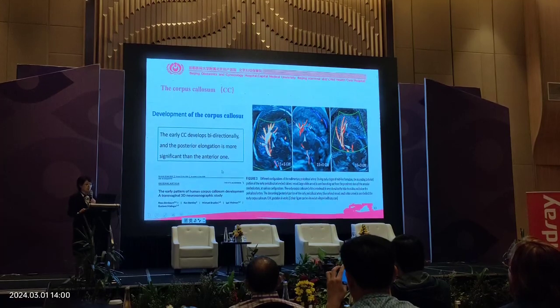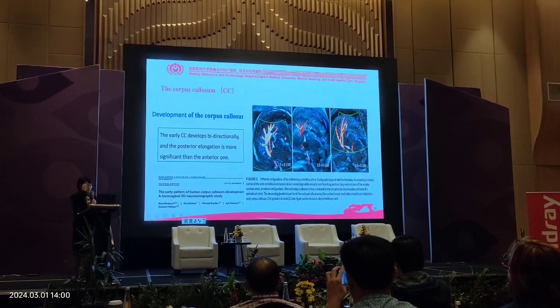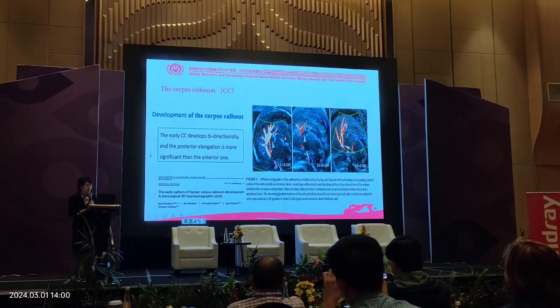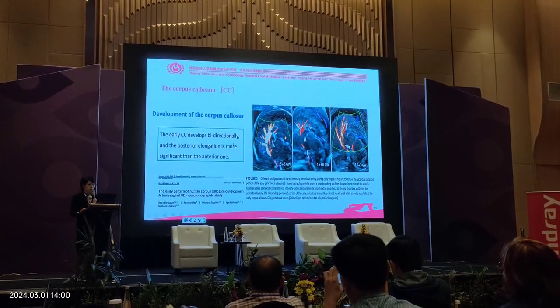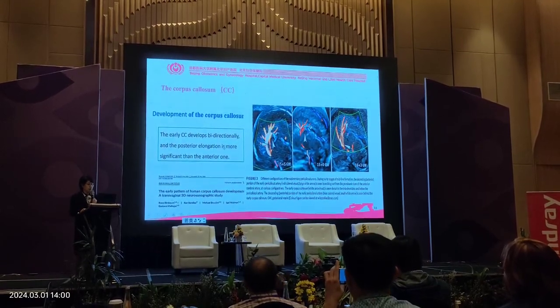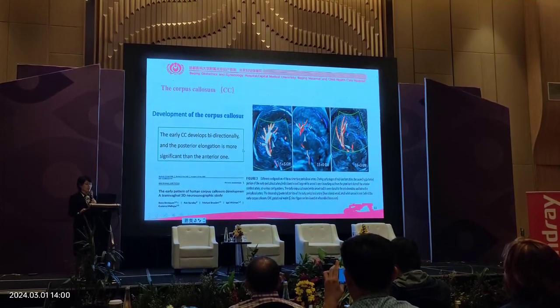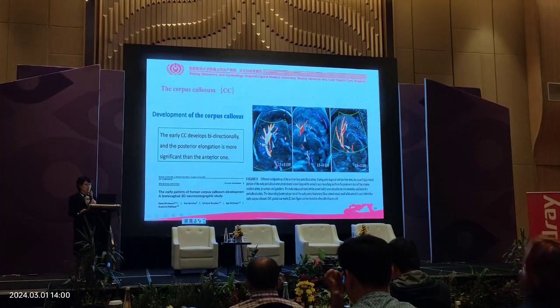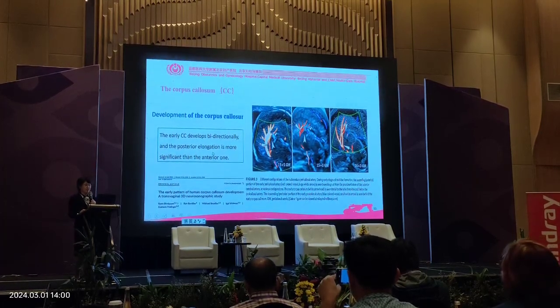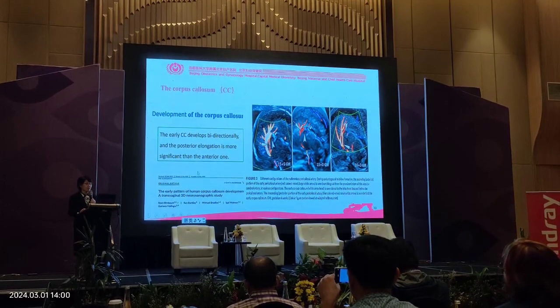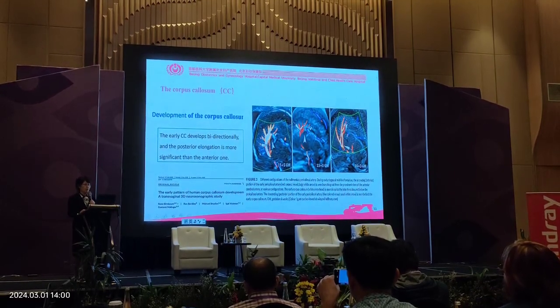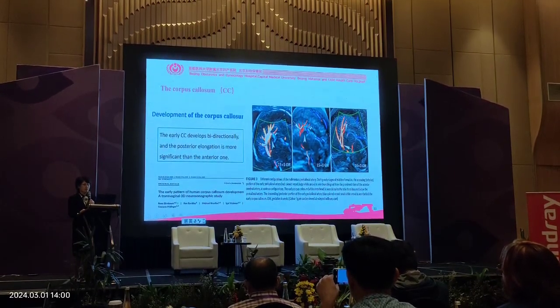In the first trimester of the fetus, the early corpus callosum usually develops bidirectionally. Usually the posterior elongation is more significant than the anterior one. So it's very special, the corpus callosum.